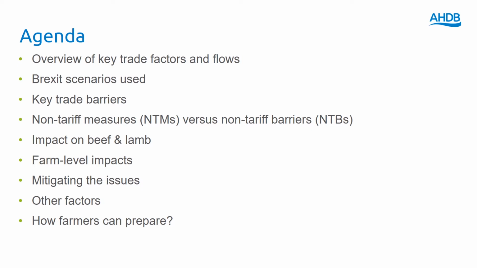From there, we will then look at the impact of all of those trade barriers on the beef and lamb sector as a whole. We will also be examining the impact at a farm level using Anderson's model farm, and then we'll come on to focus on how the industry could potentially mitigate some of those key issues arising from both a Brexit deal and a no-deal Brexit. Finally, we will be focusing on some other factors to take into consideration around carcass balance and the Irish border issue, before looking at specific steps that farmers can take in order to prepare for what is ahead.